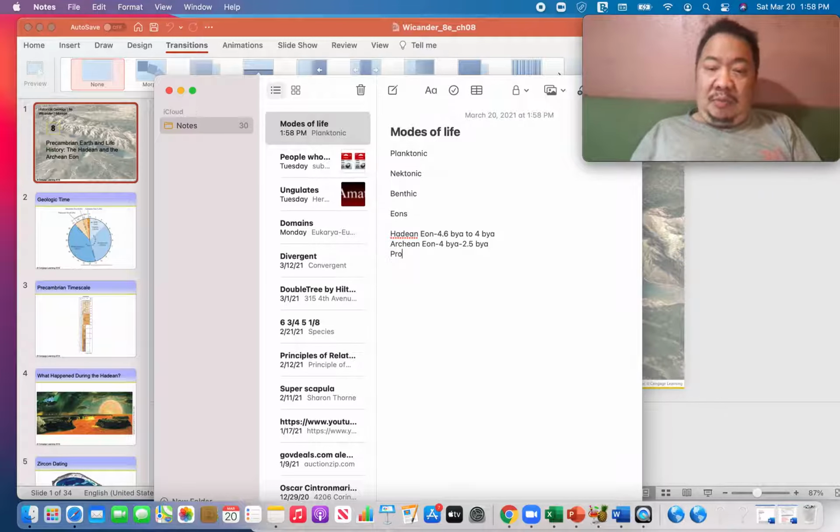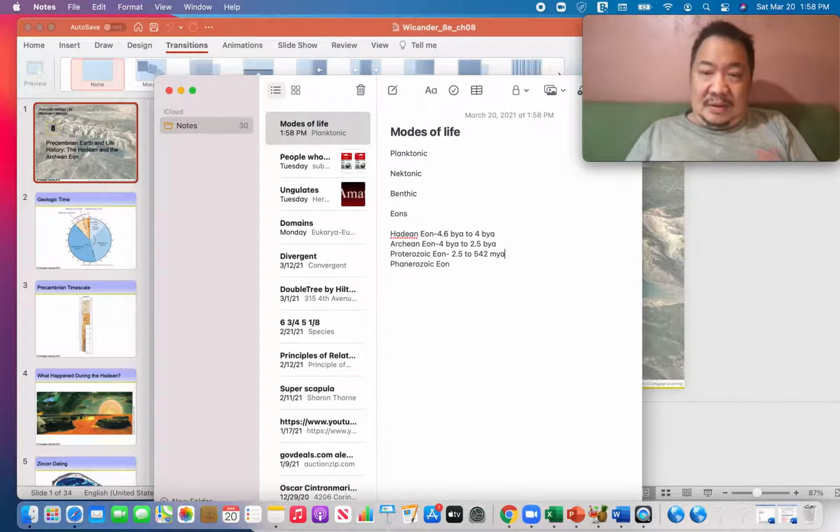And then we go to the Proterozoic Eon. And it goes from 2.5 billion years ago to 542 million years ago. Anyway. Okay, and then we go to the last one, the Phanerozoic Eon, which goes from 542 million years ago to now, or to today.